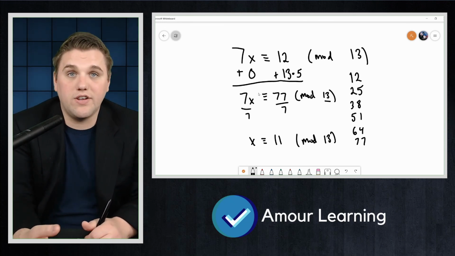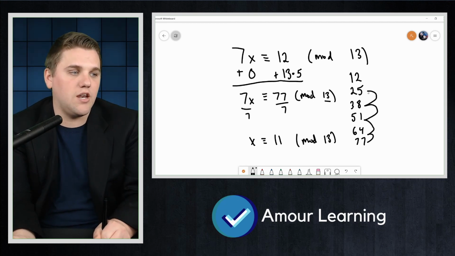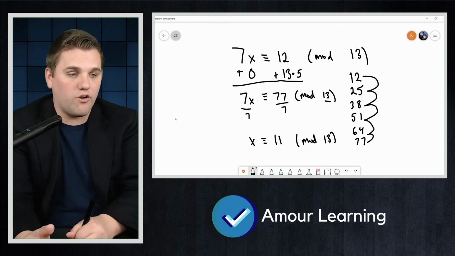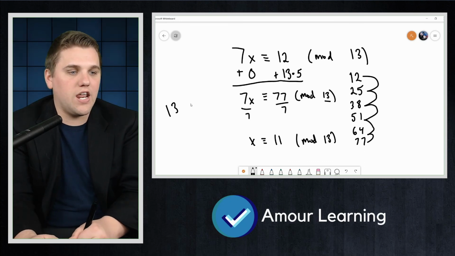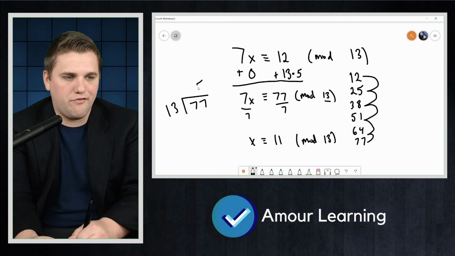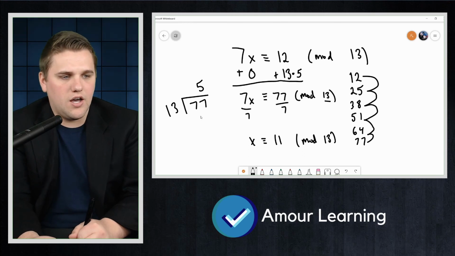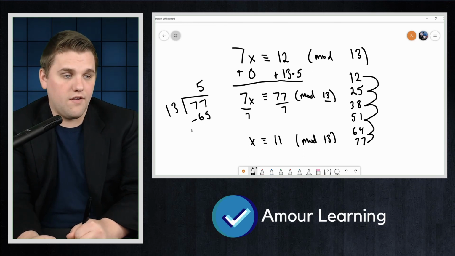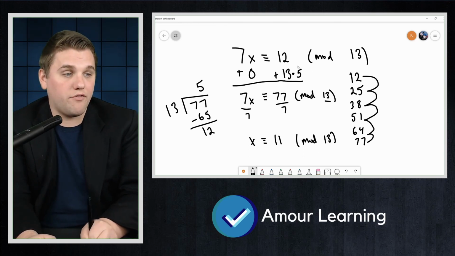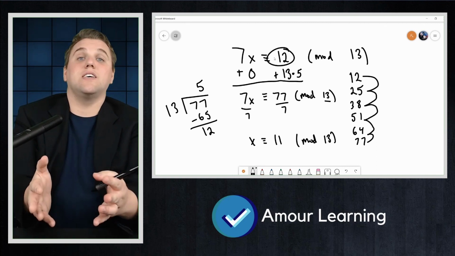Well, 7 times 11 is 77, and then we can subtract 13 over and over again. Or you could do the division algorithm, dividing 13 into 77, and I believe 5 here is the number we would throw in, and 5 times 13 is 65, which leaves a remainder of 12. Exactly the remainder that we would want to have here. Anyways, that's this example.